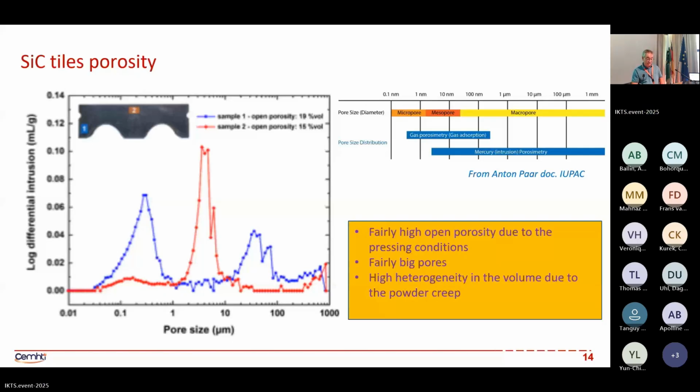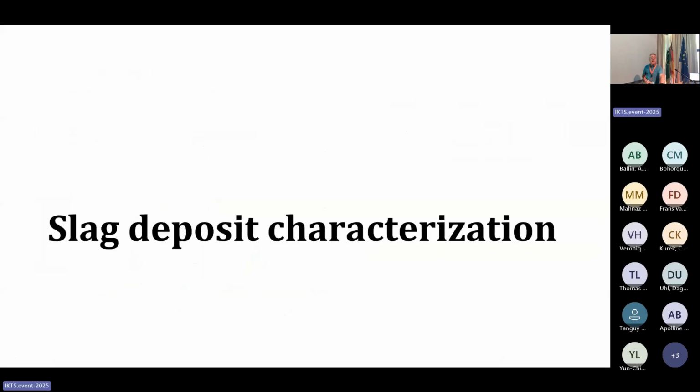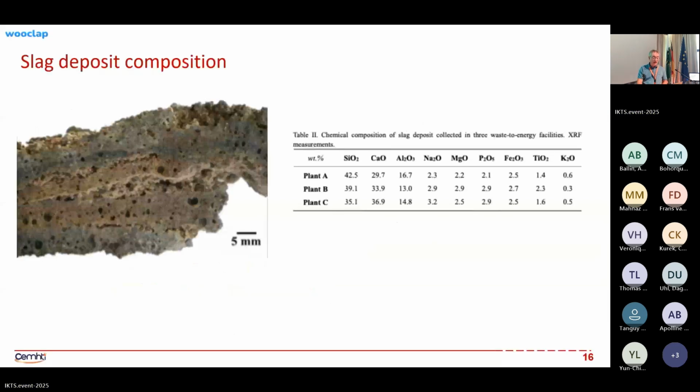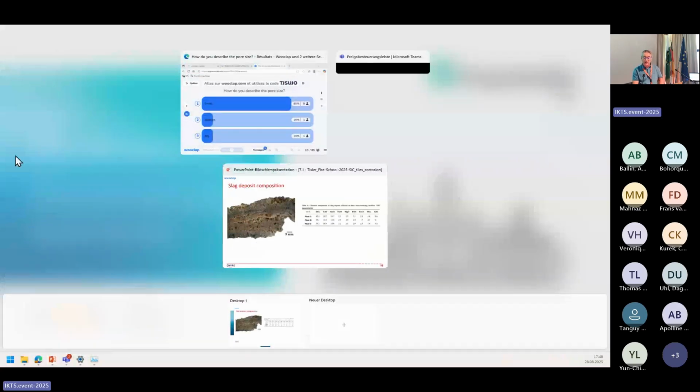Next. Slag deposit characterization. We have a sound tile. Now, what about the deposit? Slag deposit composition. What do you observe? We took the deposits in 3 plants, and we analyzed them to look at their composition. Why is it important to do such a work? WUCLAP.